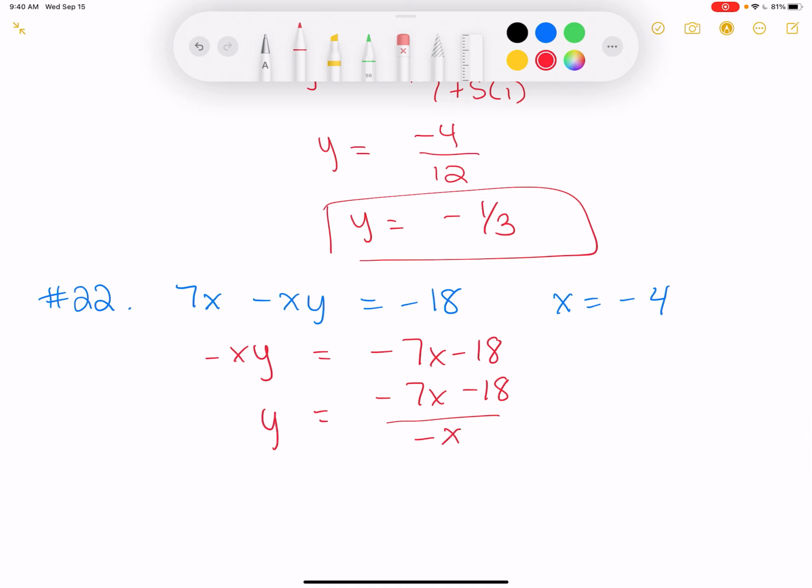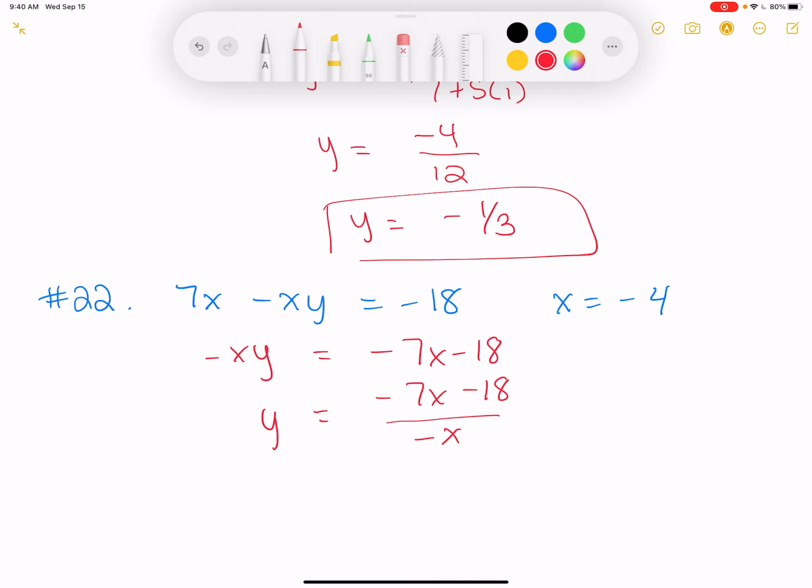Now, this is one where you could split it. You could write it as negative 7x over negative x and then negative 18x over negative x. Okay, you could split this one. You don't need to do that because you're just plugging in a number, but just so you can see the difference with the one that I said you can't do it in.